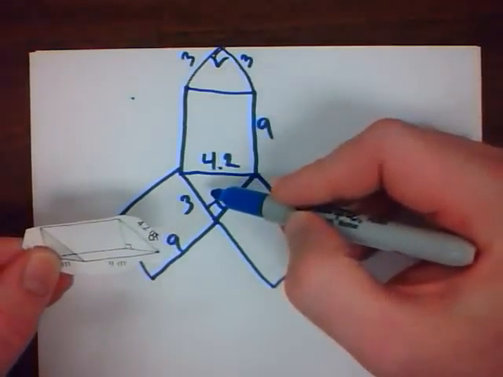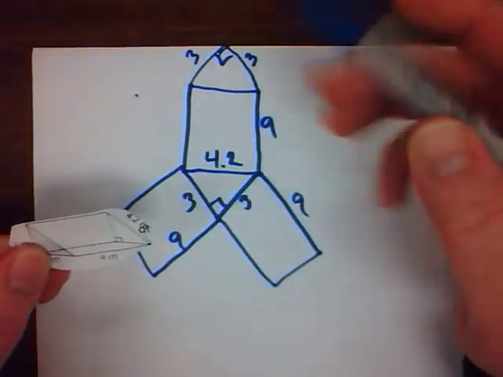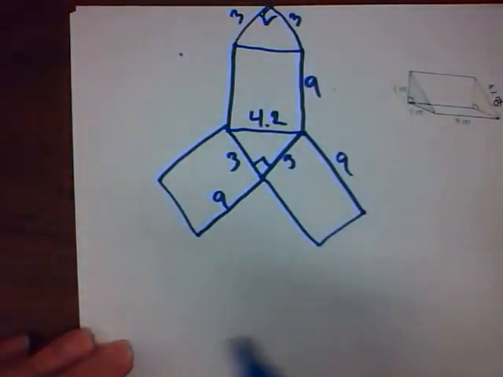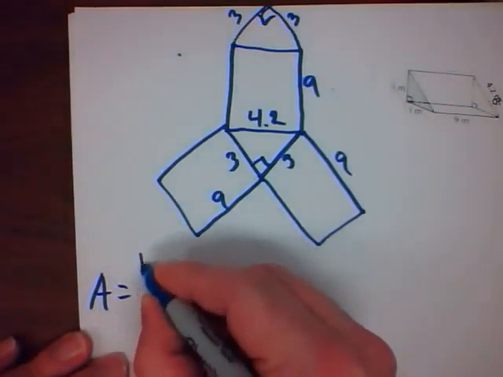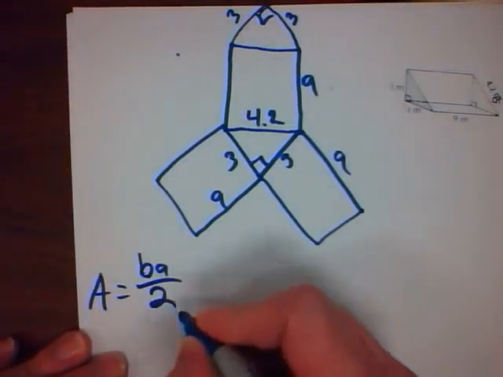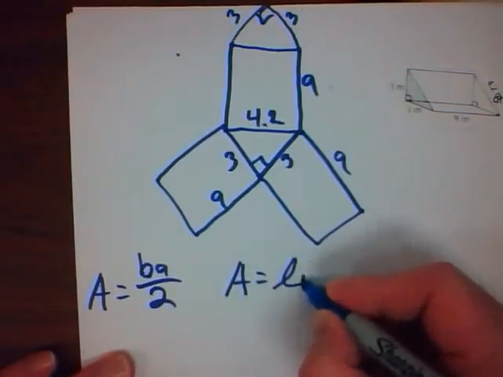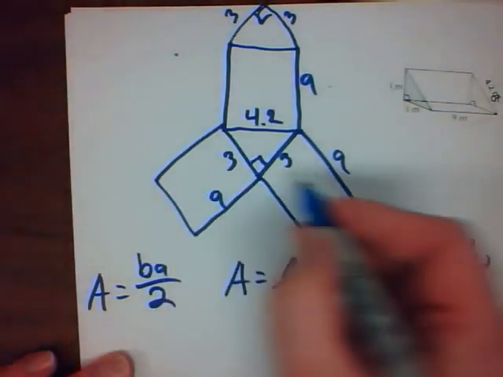2 triangles that are identical, 1 rectangle by itself, and 2 rectangles that are the same. So again, I'm going to have to do the area of each one of these objects. I need 3 formulas. First, the area of the triangles. It doesn't have to be first, but I'm going to do it first. The area of the 1 rectangle all by itself, and then the area of the 2 other ones.